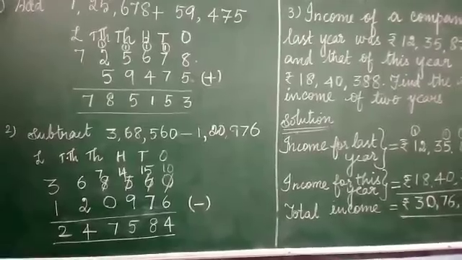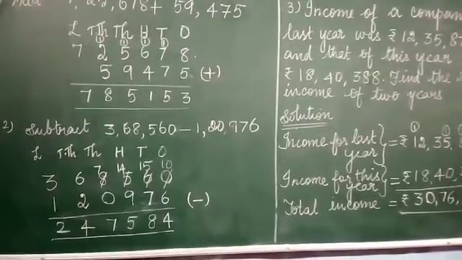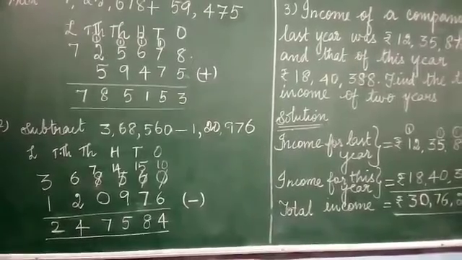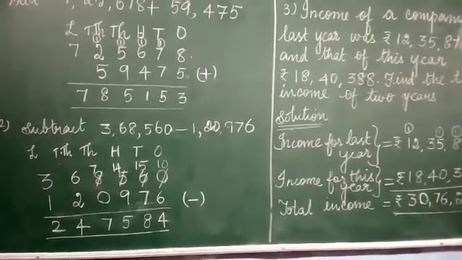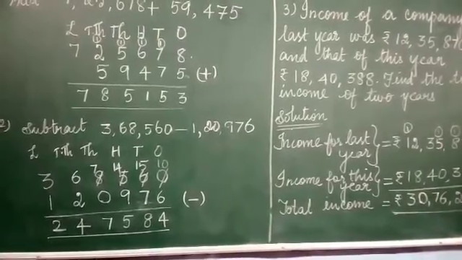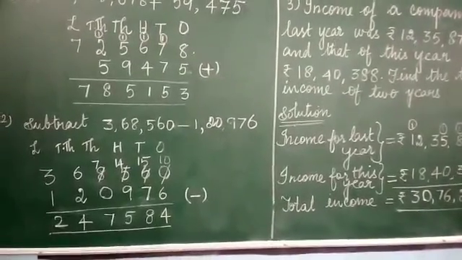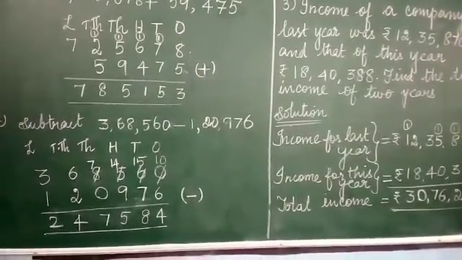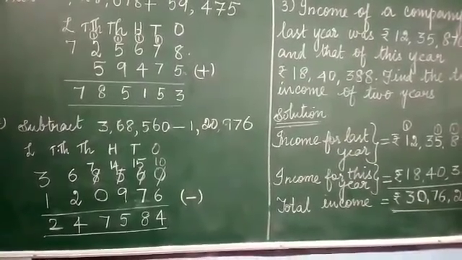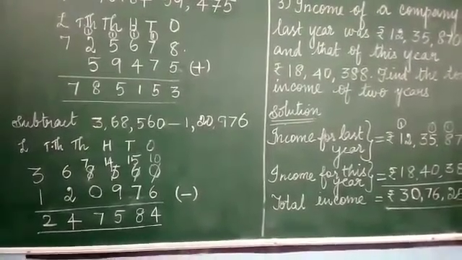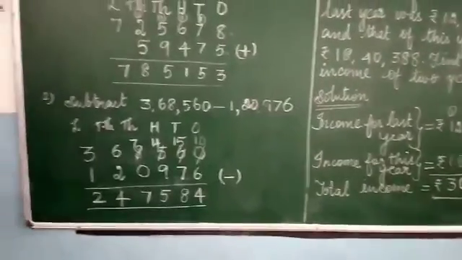Again you add 1 plus 5 is 6. 6 plus 9 is 15. For 15, you put 5 in the thousands place and 1 in the ten thousands place as carrying. And again you are going to add, 1 plus 2 is 3. 3 plus 5 is 8. And for 7 in the lakh place, there is no number to add, so you put 7 as it is. So your answer is 7,85,153.